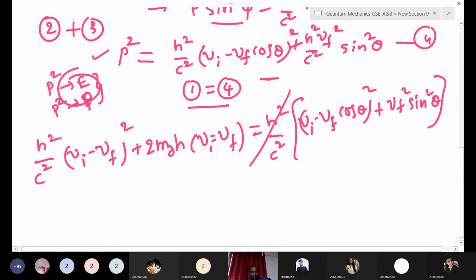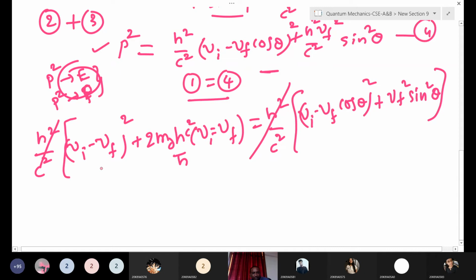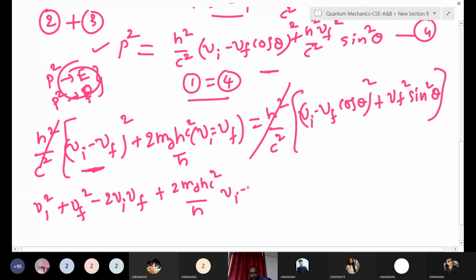Here h square by c square is common, you can take out common here also. What will we get here? c square by h, right? We will get c square by h, and this will cancel out, and you simplify this expression. I am rewriting this expression: nu I square plus nu f square minus 2 nu I into nu f, right? Here 2 m naught h c square by h, that is 2 m naught c square by h, and nu I minus nu f, right? Nu I minus nu f.